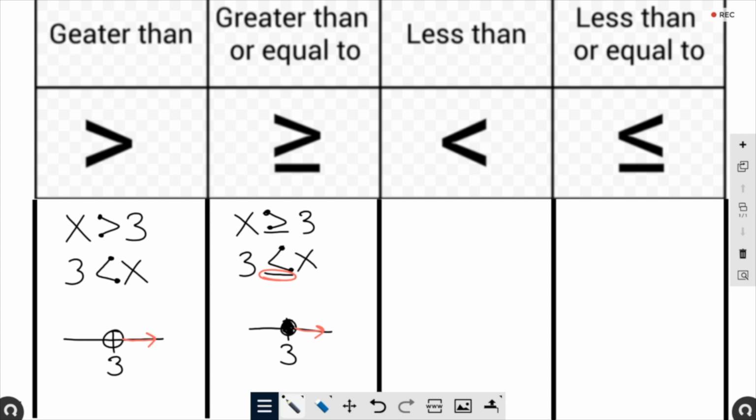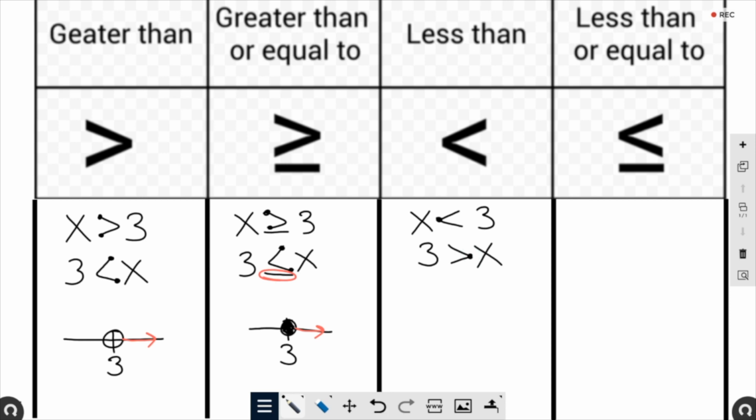Next we have less than. Once again, there's 2 different ways to write this. With my x on the left side, I write x is less than 3, or I could write it with my variable on the right side. That also reads x is less than 3. I know x is less than because now my x is on the pointed side or the small side of the inequality.